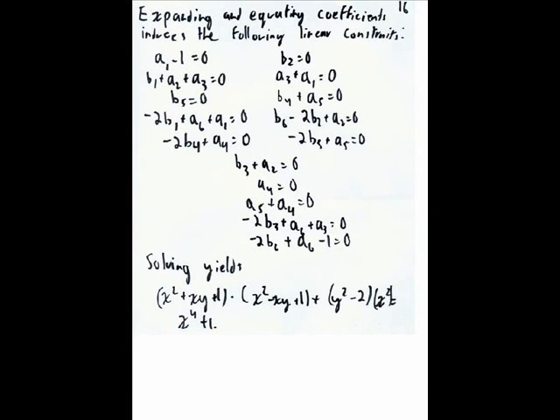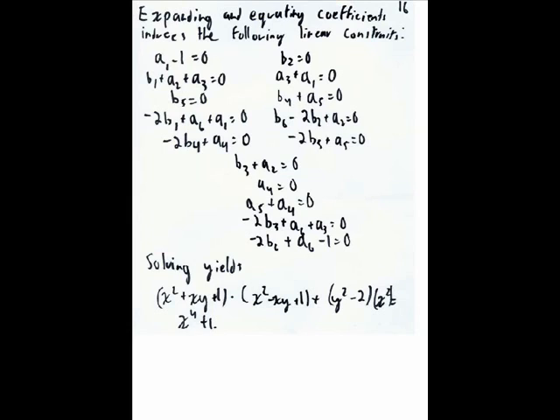So we can expand this polynomial multiplication, and then we just equate the coefficients that we want. This induces the following linear constraints, which is quite a bit. And then solving, it yields that the missing polynomials are x squared plus xy plus 1, and y squared minus 2.